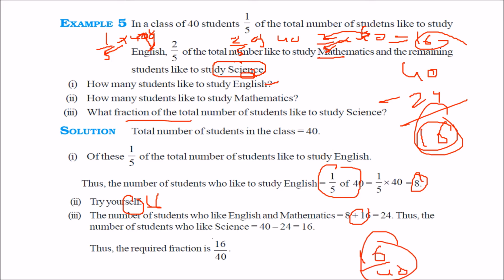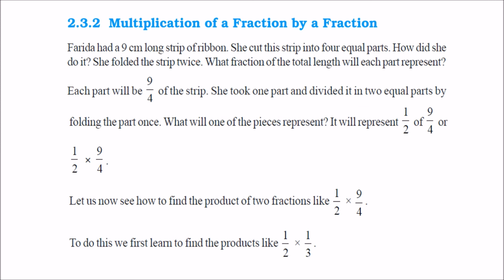Multiplication of a fraction by a fraction. This is quite simple. When you multiply a fraction by a fraction, you just have to multiply the numerator by numerator, denominator by denominator. This will be 9 into 1. This will be 2 into 4, 8. So this will be 1 into 1, 3 into 2, 6.